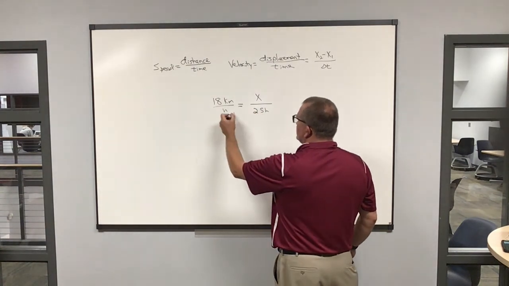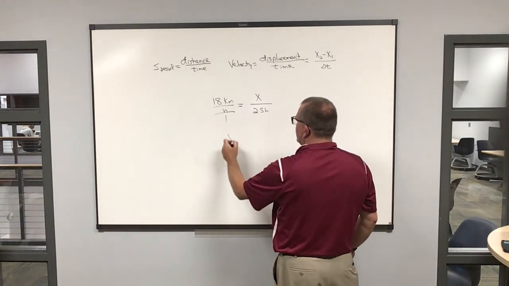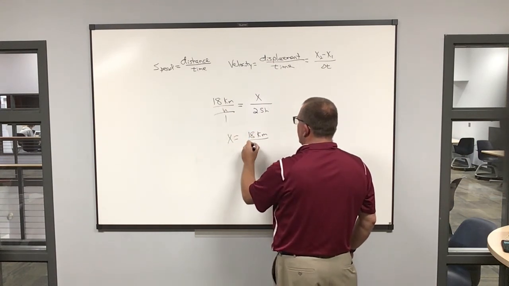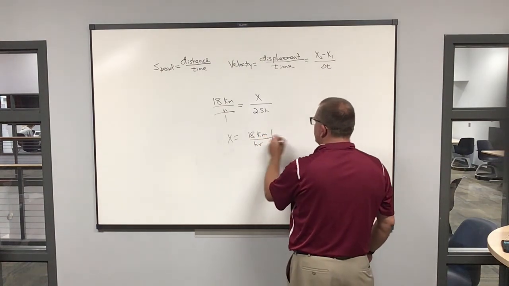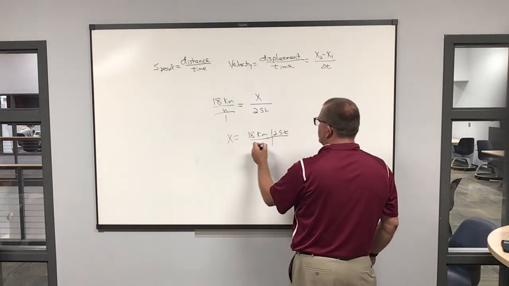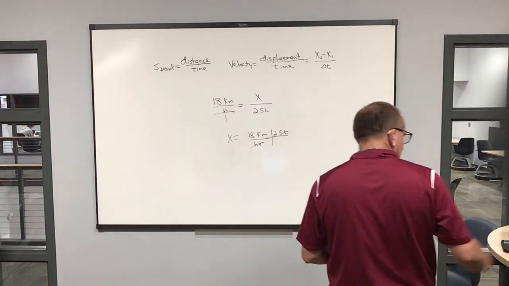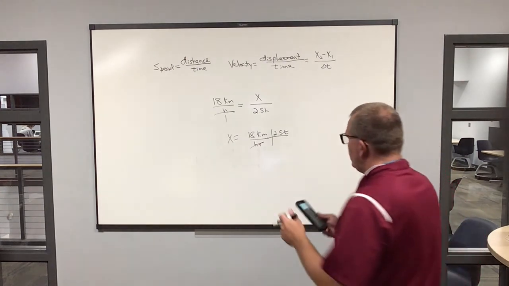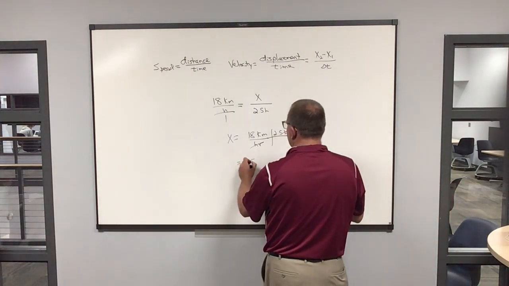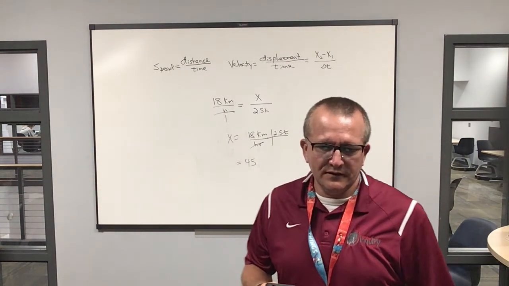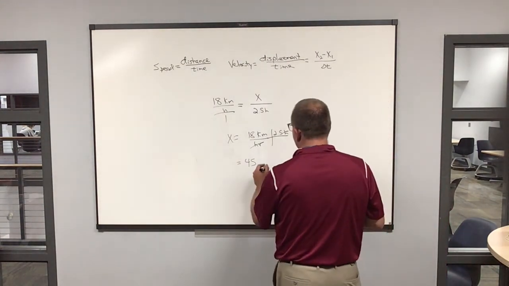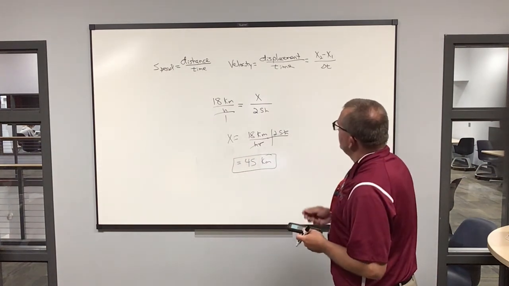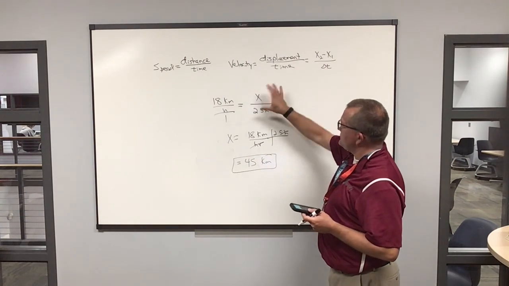Essentially I put this over 1, x times 1 is x, and then I cross multiply and go 18 kilometers per hour times 2.5 hours. Hours cancel. We just take 18 and multiply it by 2.5, and we get an answer of 45. Let me check my sig figs. Should be 2 sig figs, so 45 kilometers would be my distance taken. So just taking the equation and solving for the unknown.